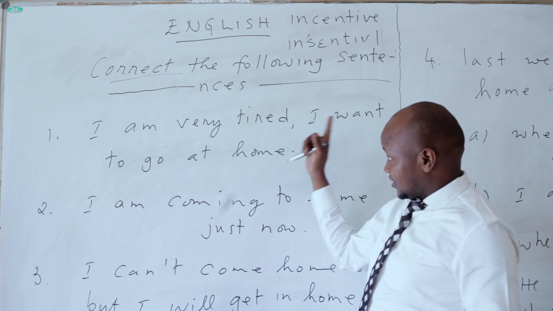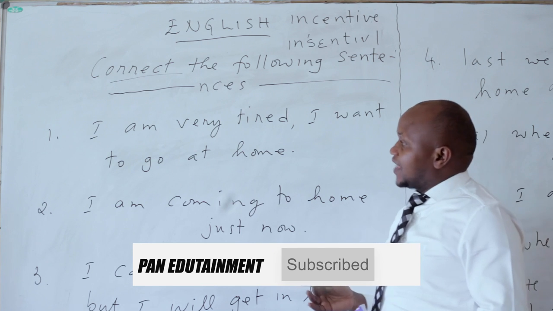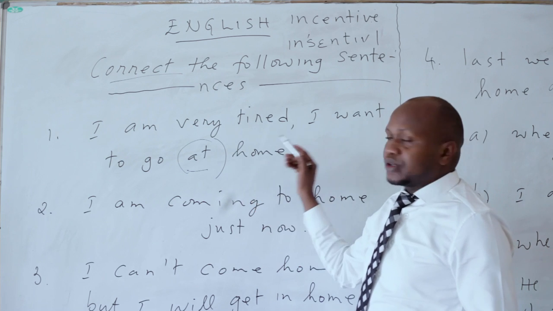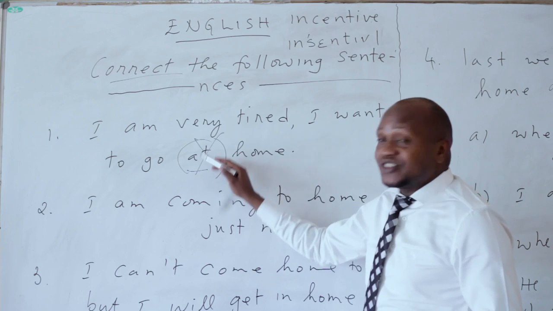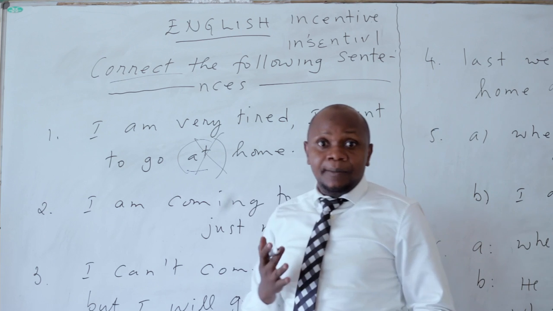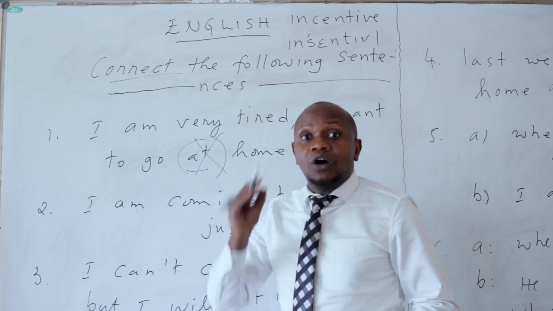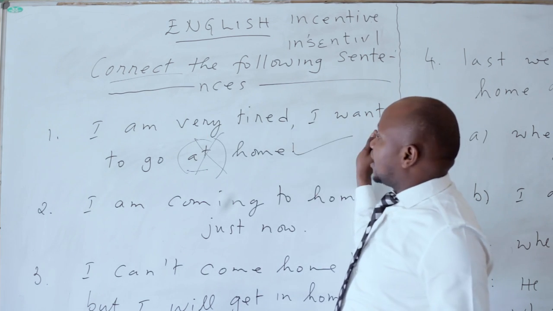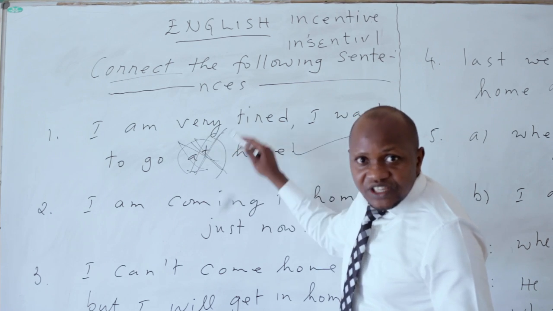I am very tired. I want to go at home. Where is the mistake? The mistake is here. We don't say I want to go at home. We say I want to go home. There is no need of this preposition at. Nta mpamvu yo gushyiraho at. I want to go at home. Now, you will say I want to go home. Very nice. Good. Then you will say I am very tired. I want to go home. You remove this one. This one is not needed.